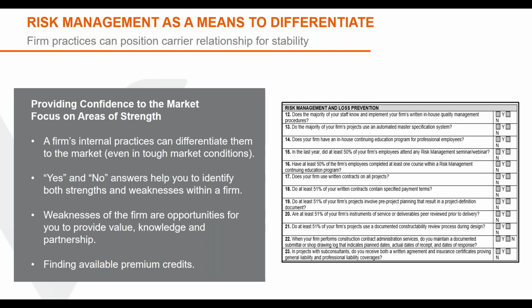So for instance, if you've got an architectural firm and there's 3 licensed principals, if 2 or more of those are members of AIA, that can lead directly to a 5% premium credit. Again, these are for firms under $5 million. If you have an engineering firm, and again, more than 50% of the licensed principals there are members of NSPE, there's a 5% premium credit as well.